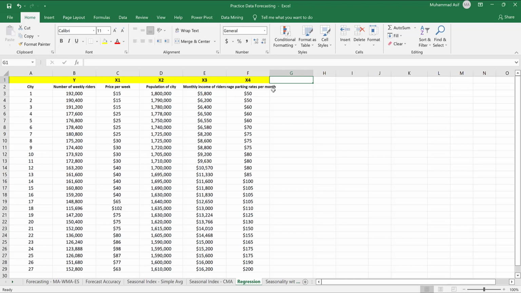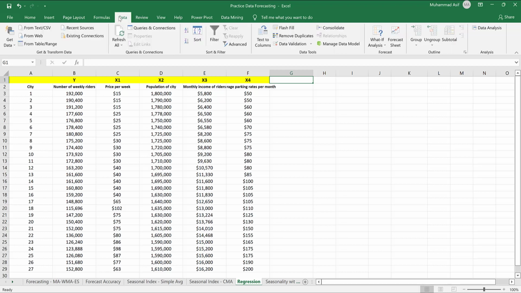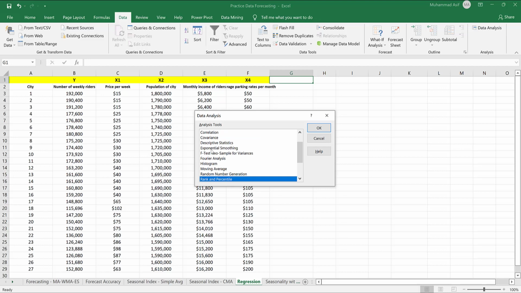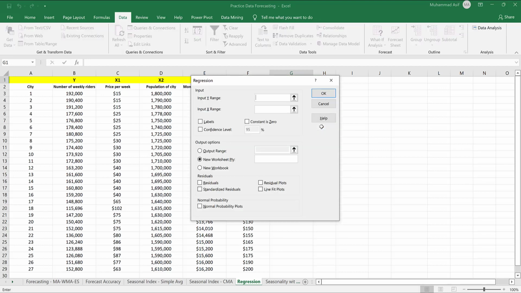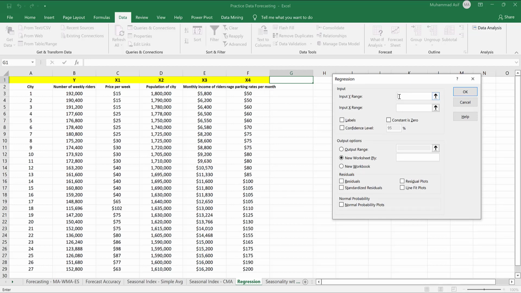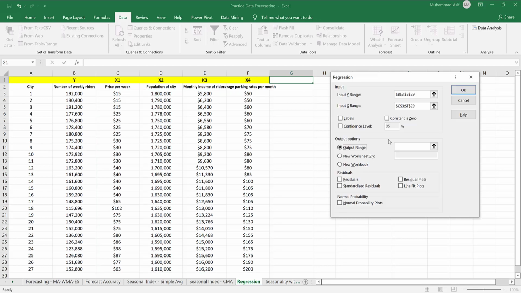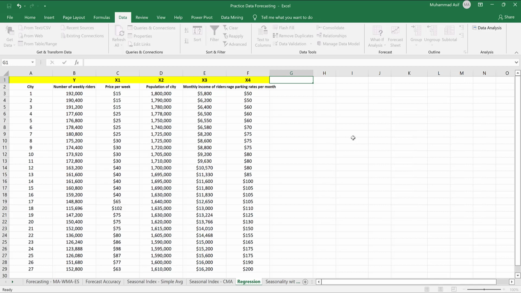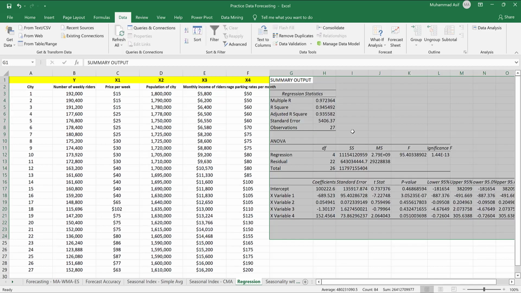In this case, for forecasting, we use regression analysis, and for that you click on Data and then Data Analysis. We go to Regression. In regression, our input Y range is this one, and the input X range, that's the independent variables, is this one, and we want our results to appear here, and then click OK. And that gives the results of regression.